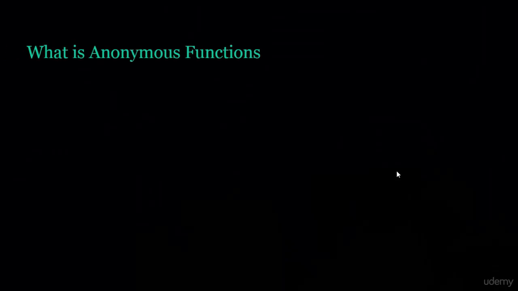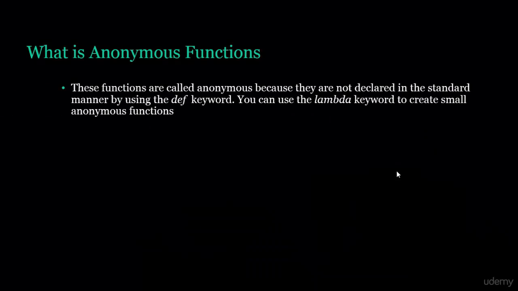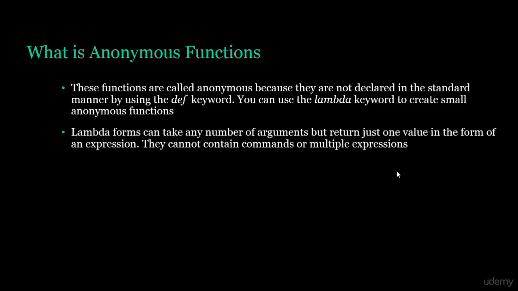What do we mean by anonymous function? These functions are called anonymous because they are not declared in the standard manner by using the def keyword. You can use the lambda keyword to create small anonymous functions. Lambda forms can take any number of arguments but return just one value in the form of an expression.